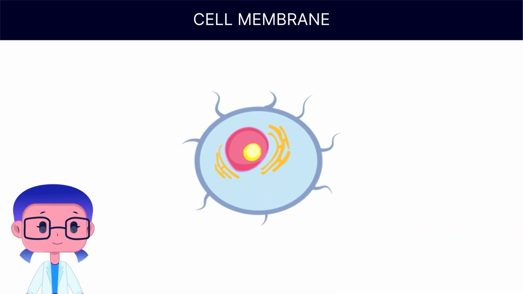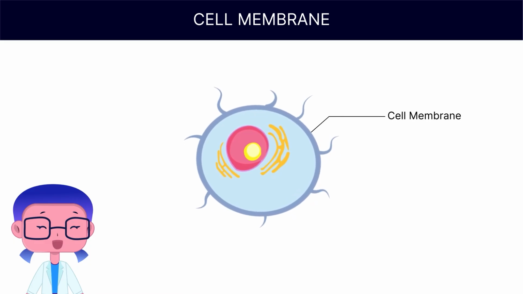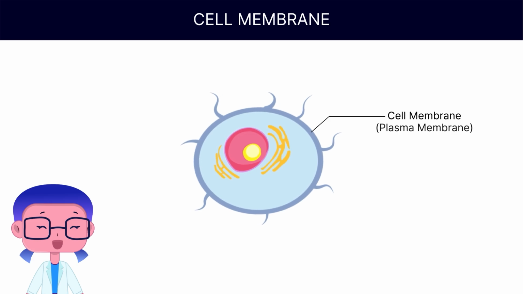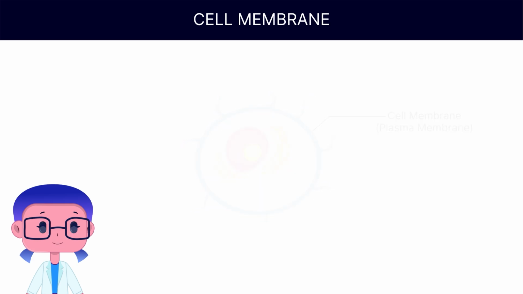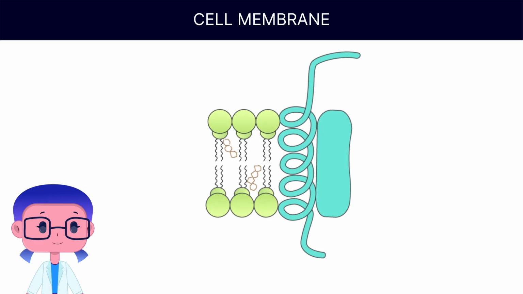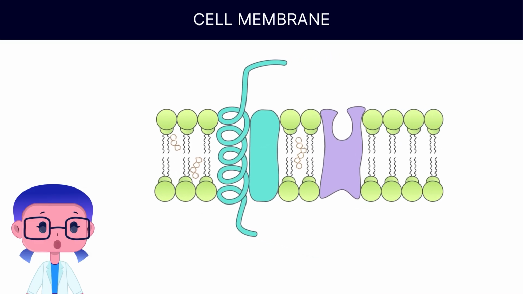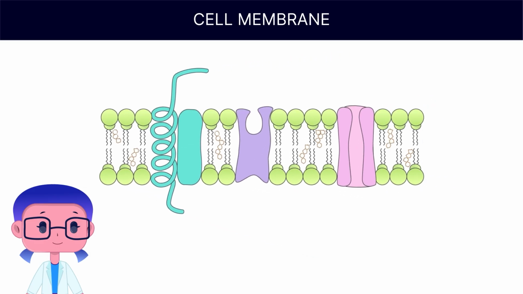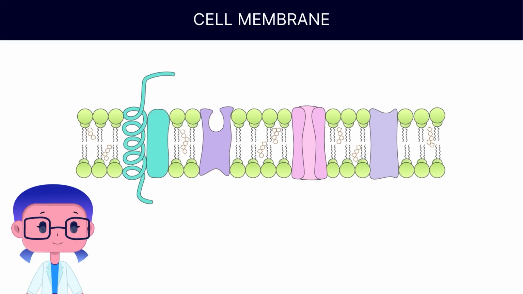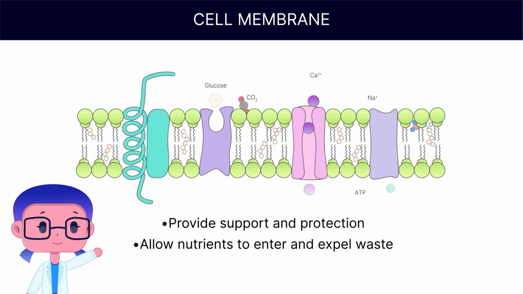The goings-on within a cell are always contained by an external barrier called a cell membrane. Also called a plasma membrane, this flexible container is made of a phospholipid bilayer that separates the cell's inside from the outside world. The cell membrane serves several different functions, such as providing structural support and protection for the cell, and allowing essential nutrients to enter the cell and expel waste products made within it.